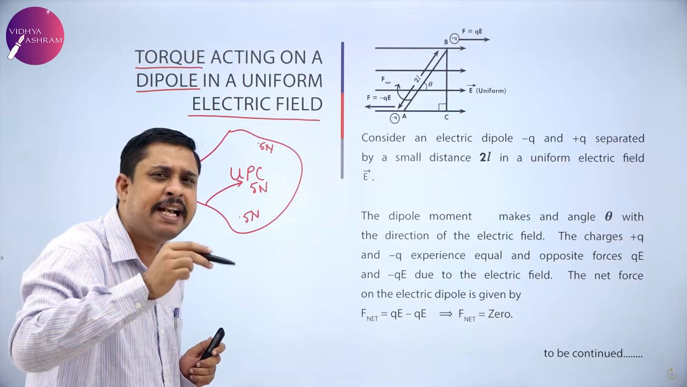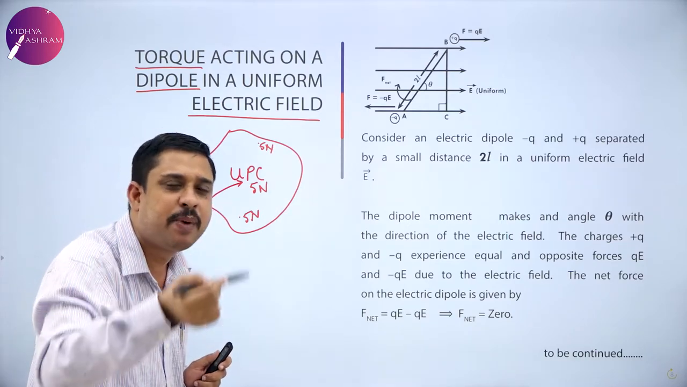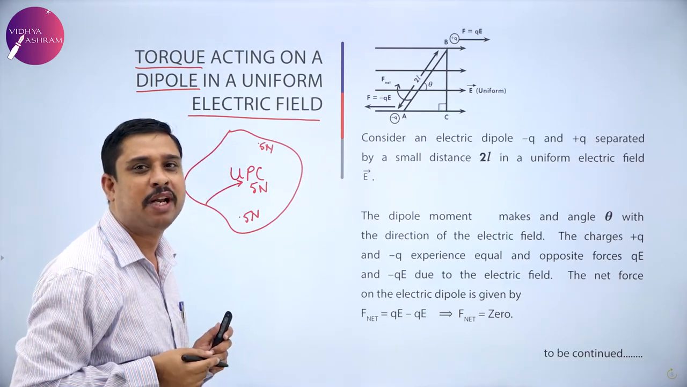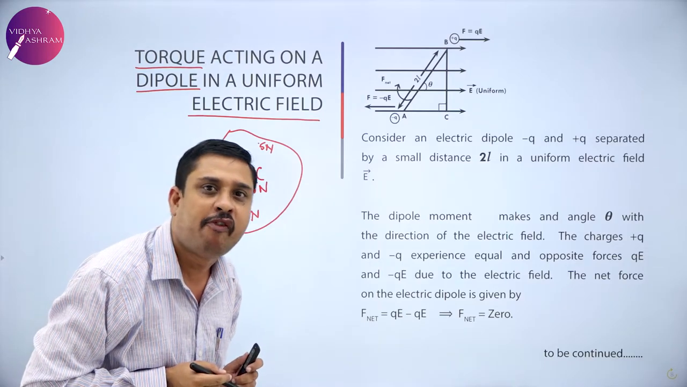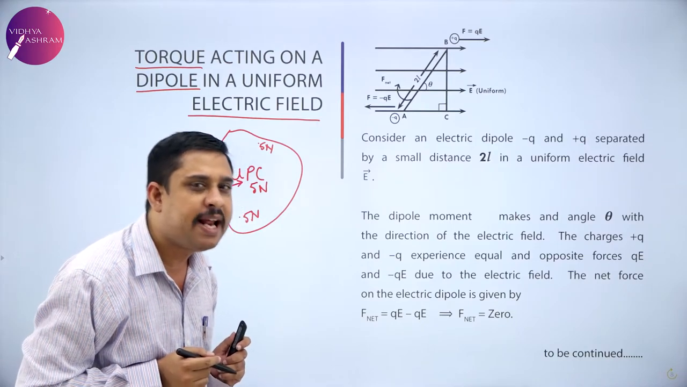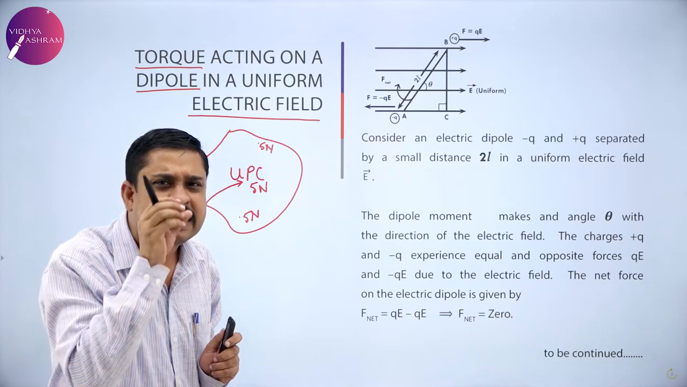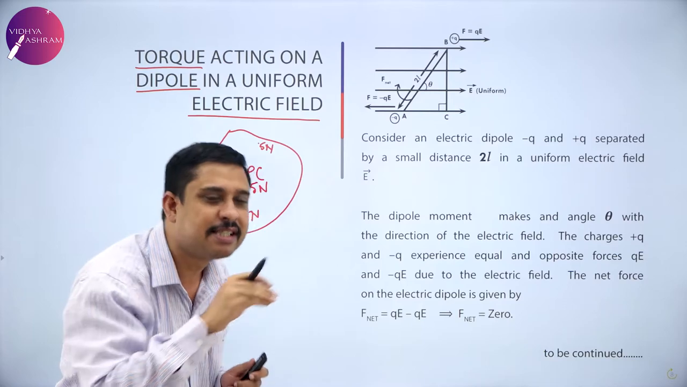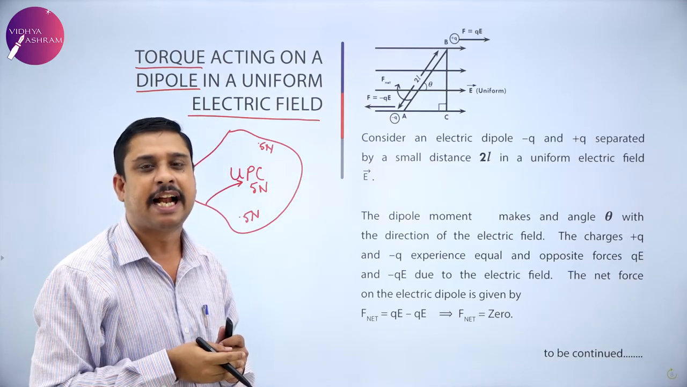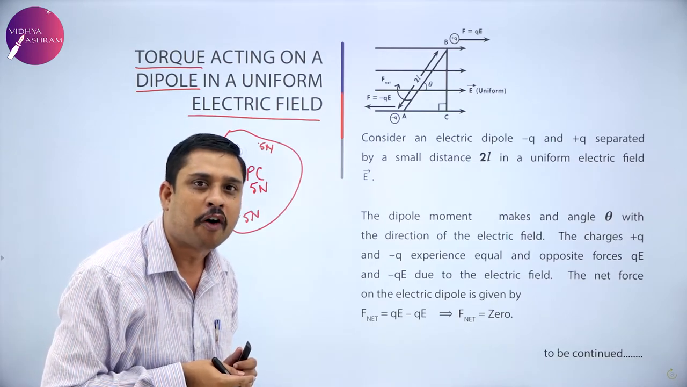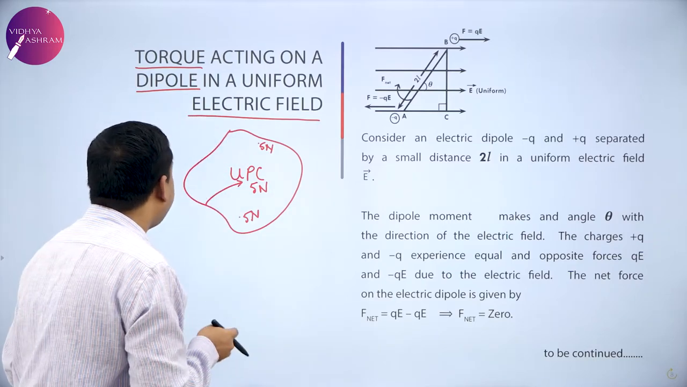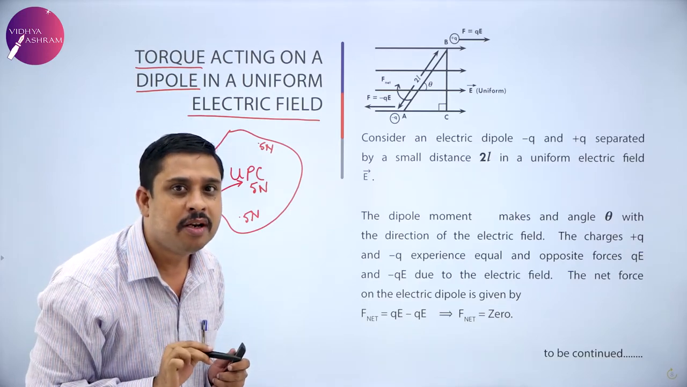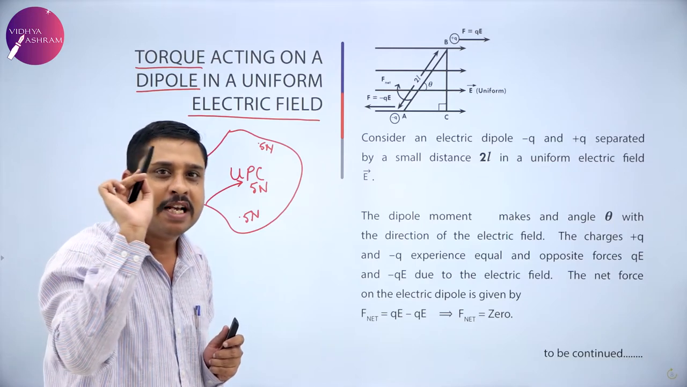Else, non-uniform. At every point, if the charge experiences a different magnitude of force, the force acting on it changes with magnitude, then you call that a non-uniform electric field. So what is a uniform electric field? At any point of the field, the same force should act on the charge. On the other hand, at different points, different forces are acting. Magnitude of force changes. That is what we call a non-uniform electric field.